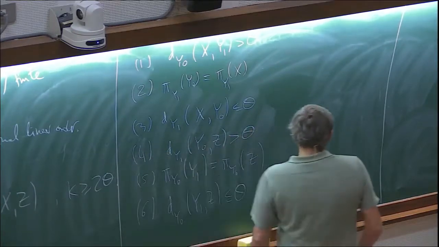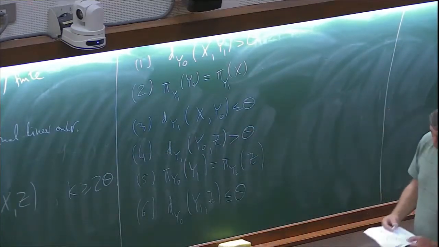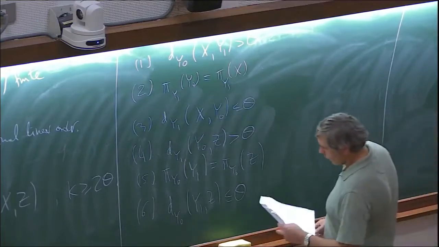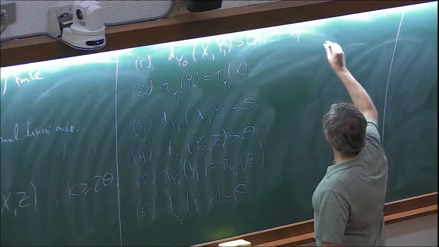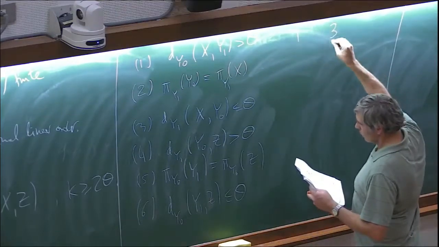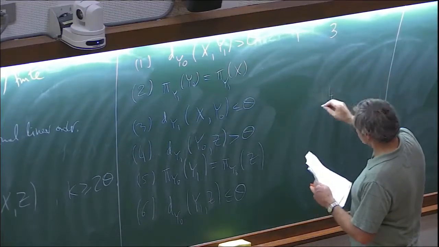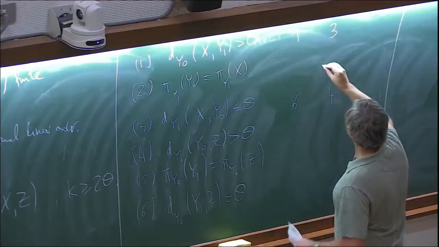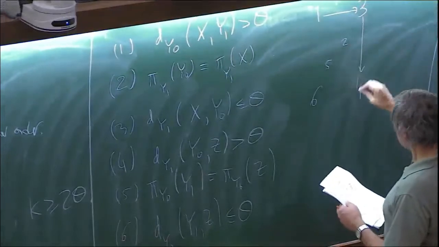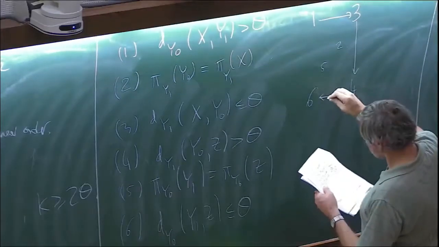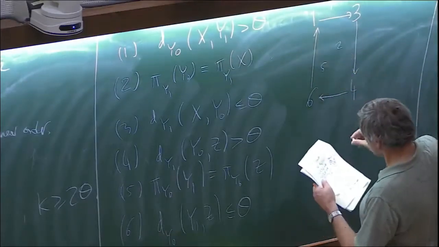Okay, so the proof is fairly simple, actually. There's a chart showing how you prove this: 1, 3, 4, 6, and 2 and 5, and then the arrows go this way. Each of these arrows, I claim, is just the application of an axiom.